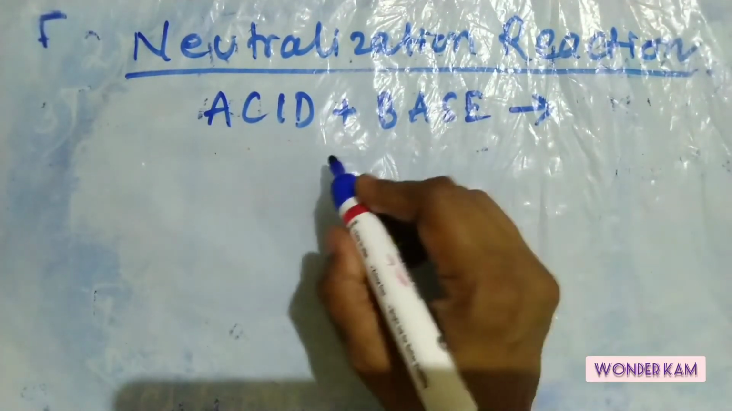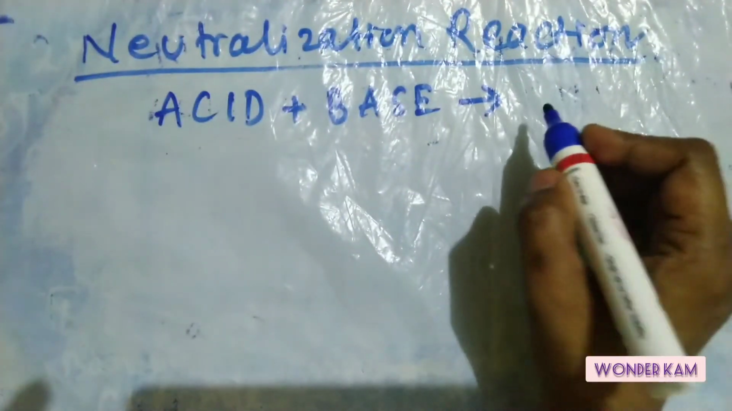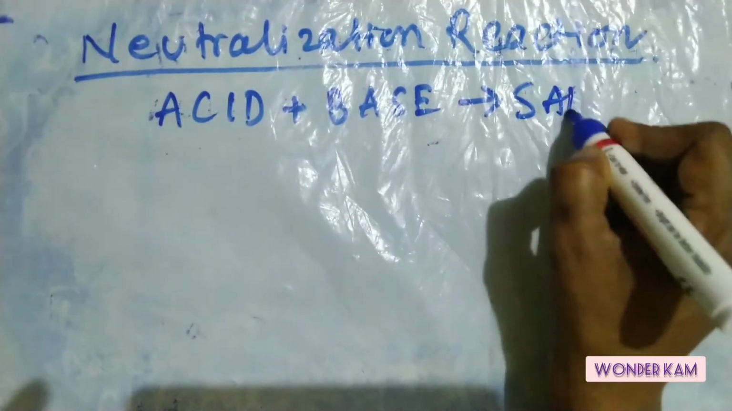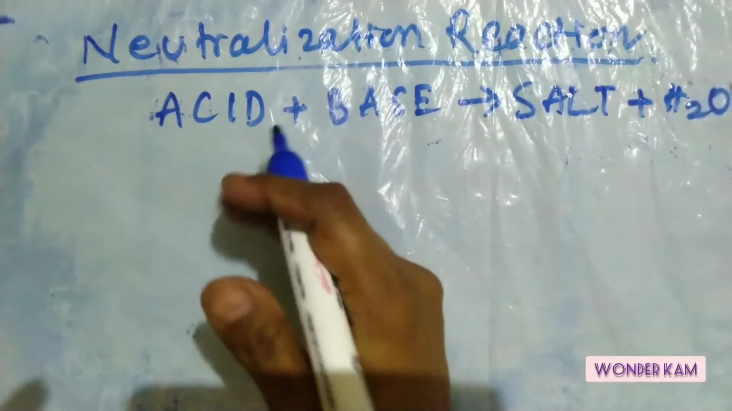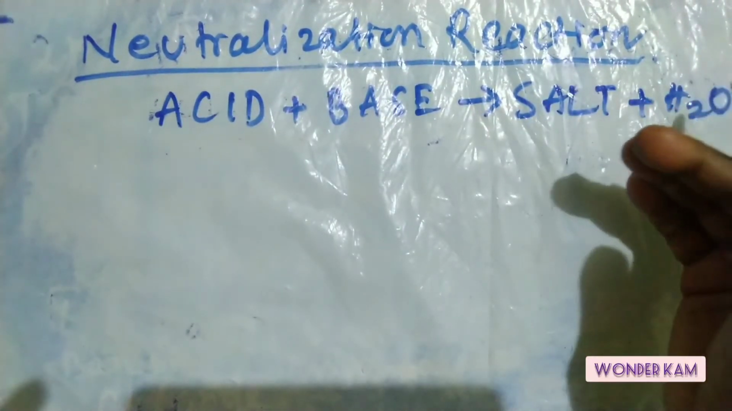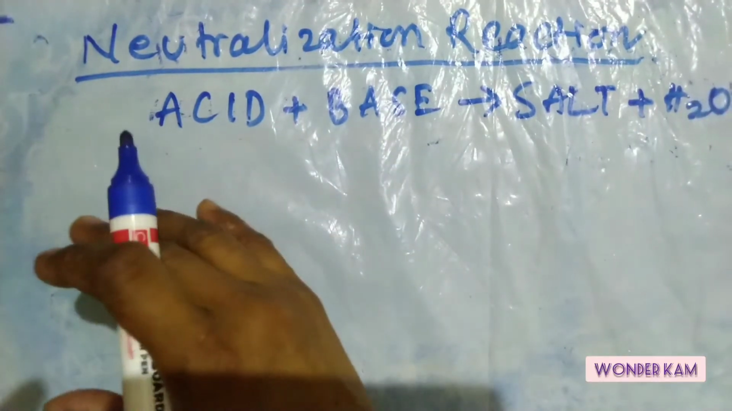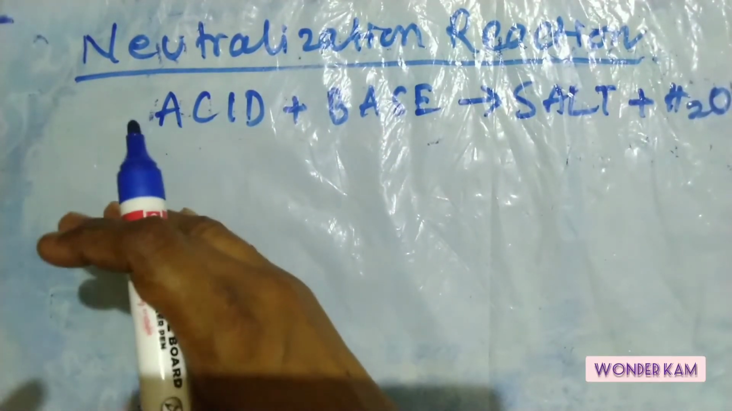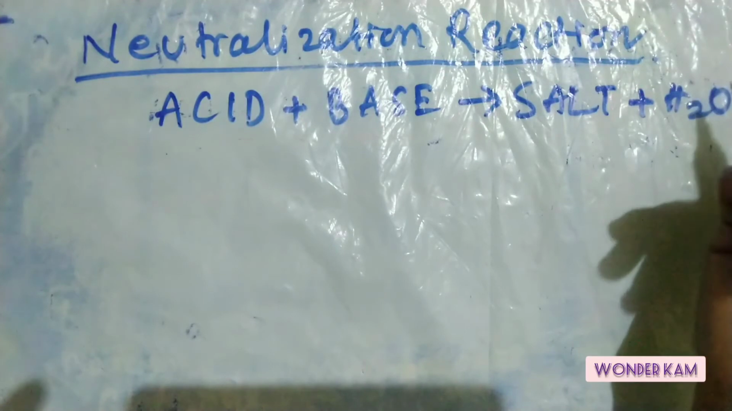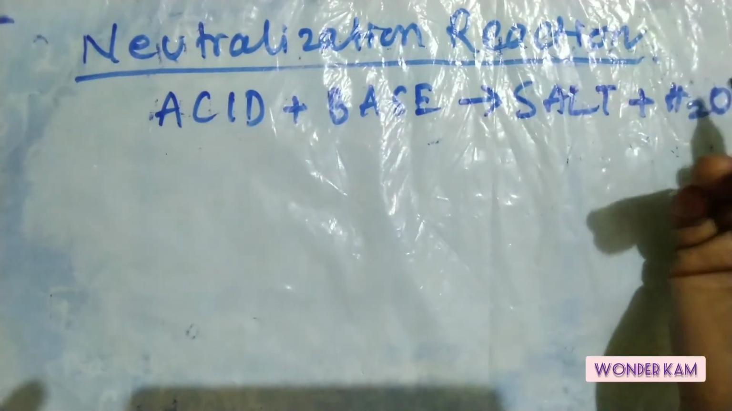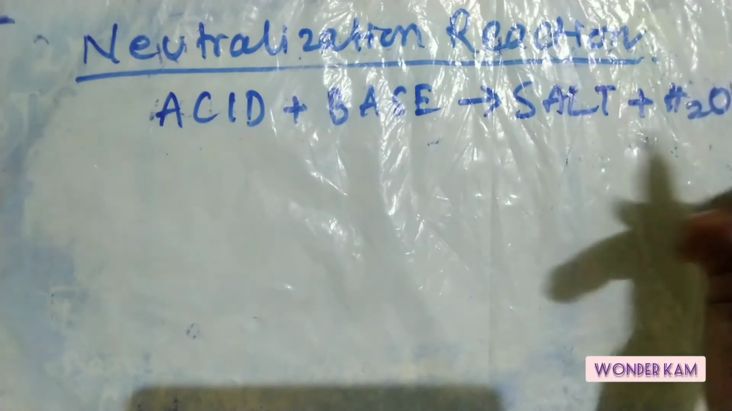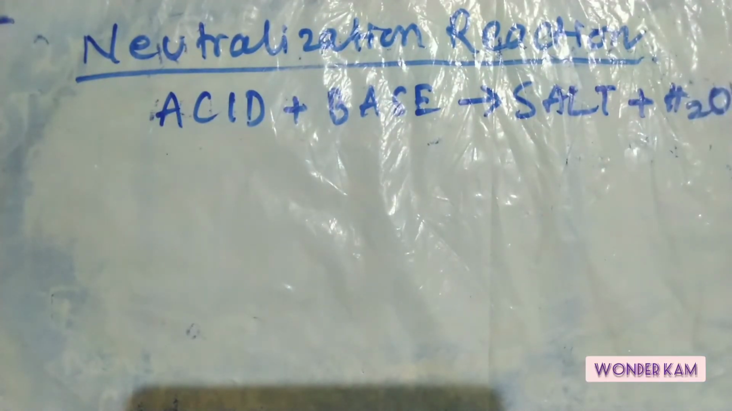When an acid reacts with a base, we get the product salt. One salt will be formed plus water. If the acid is hydrochloric, we will get a salt like a chloride. If the acid is sulfuric acid, then we will get the salt sulfate. Likewise, if the acid is nitric acid, we will get the salt nitrate. We will see some examples so you will understand.